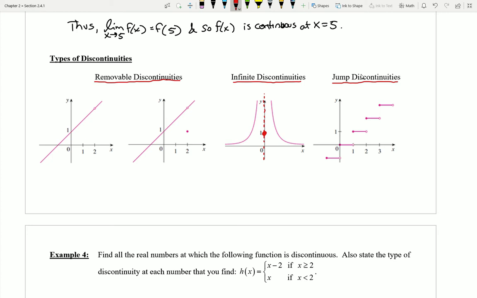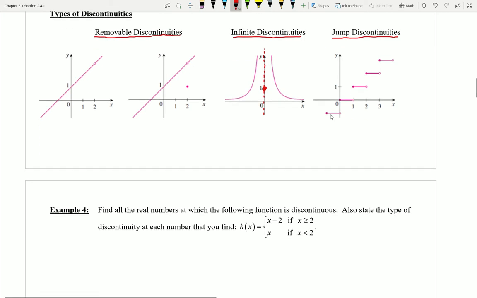So understanding these different types of discontinuities can be important, and recognizing when you're dealing with each type is sometimes relevant. So let's take a look here at example number 4. We want to find all the real numbers at which the following function, h of x, is discontinuous. And we also want to state the type of discontinuity, like is it removable, is it infinite, or is it a jump, at each of these numbers where the graph's discontinuous.